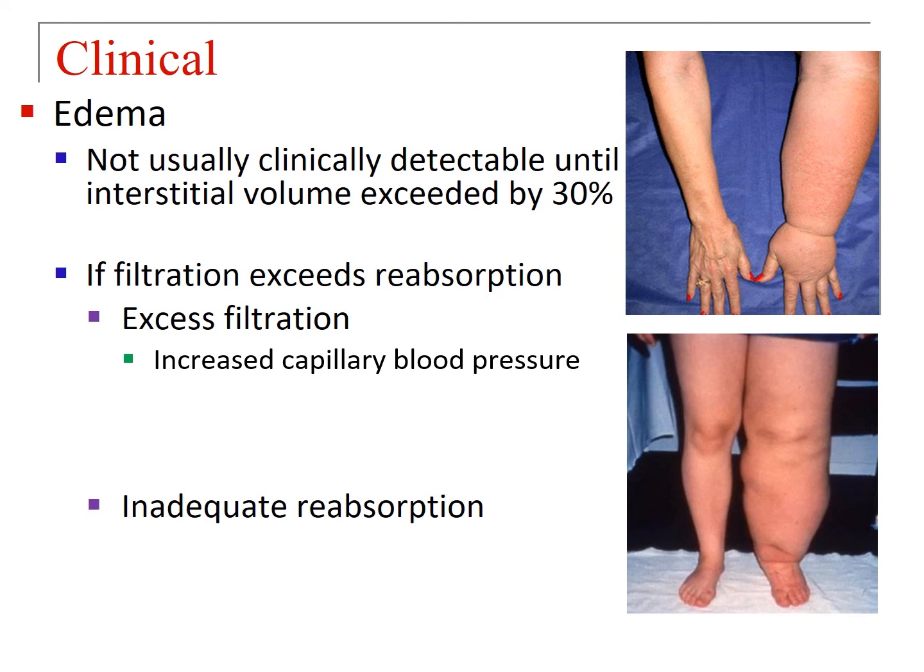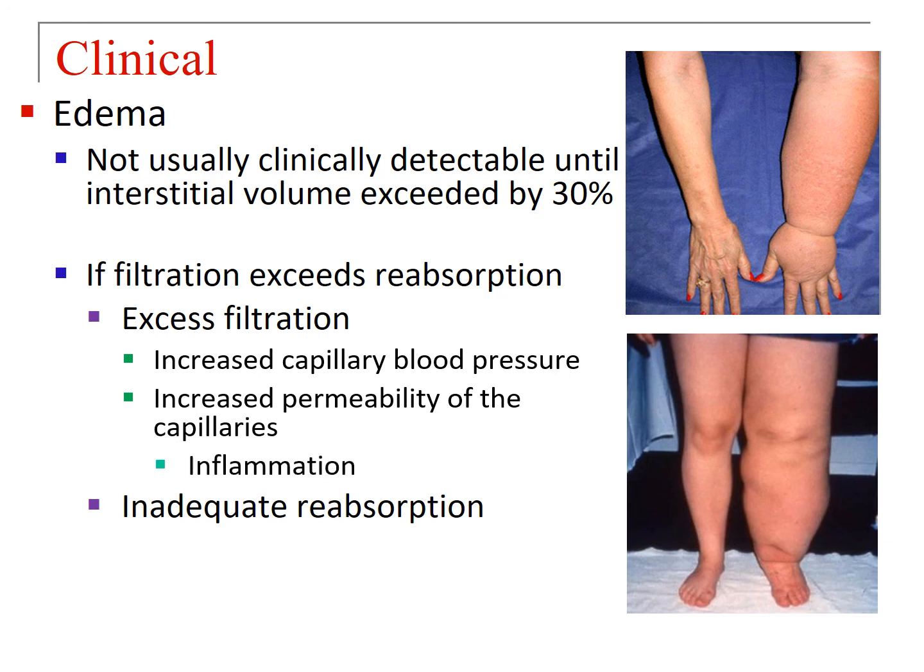So excess filtration can happen as a result of increased blood pressure, but it can also happen due to increased permeability of the capillaries. And so this happens in inflammation, where the production of histamine and heparin cause the capillaries themselves to become a great deal more leaky. And so if the capillaries are leaky, then even a standard net filtration pressure on the arterial end will push so much fluid out that the lymphatic system can't handle the overload.